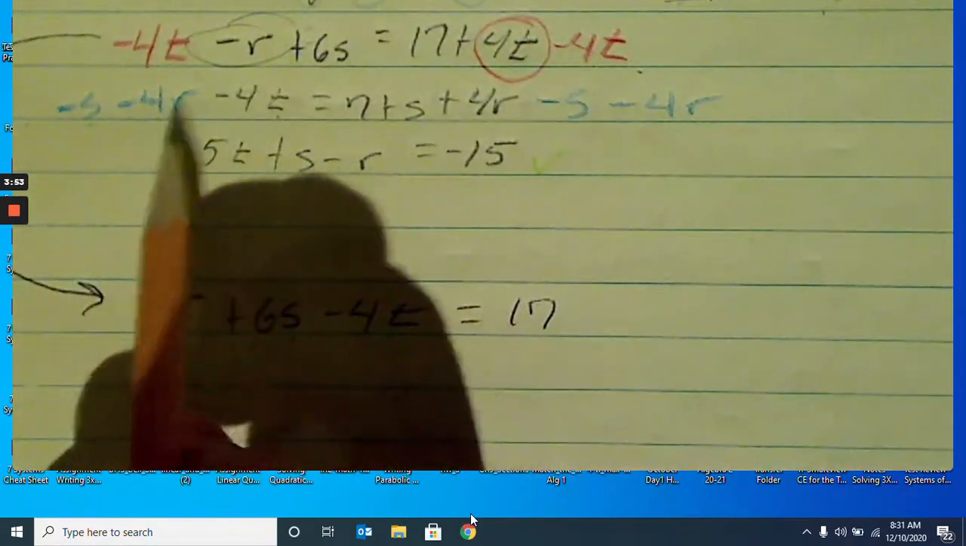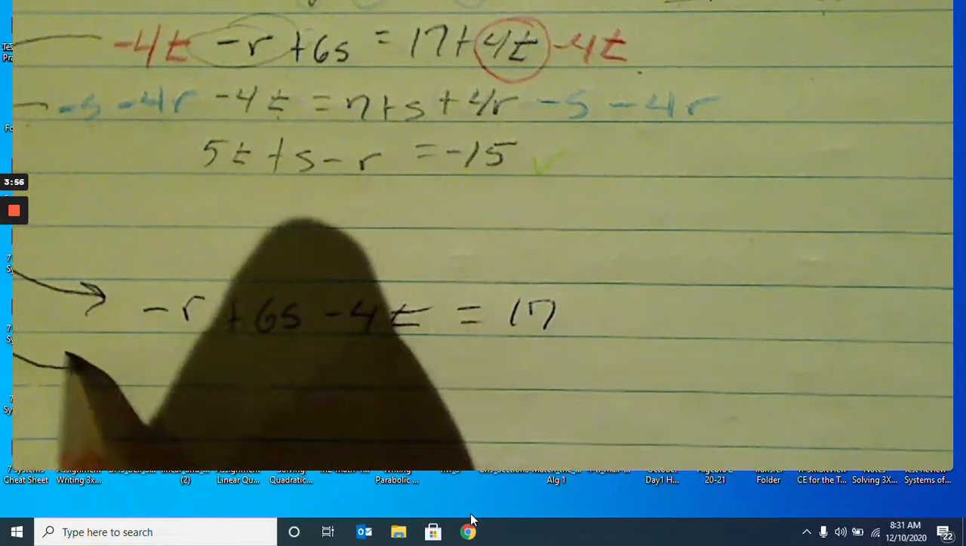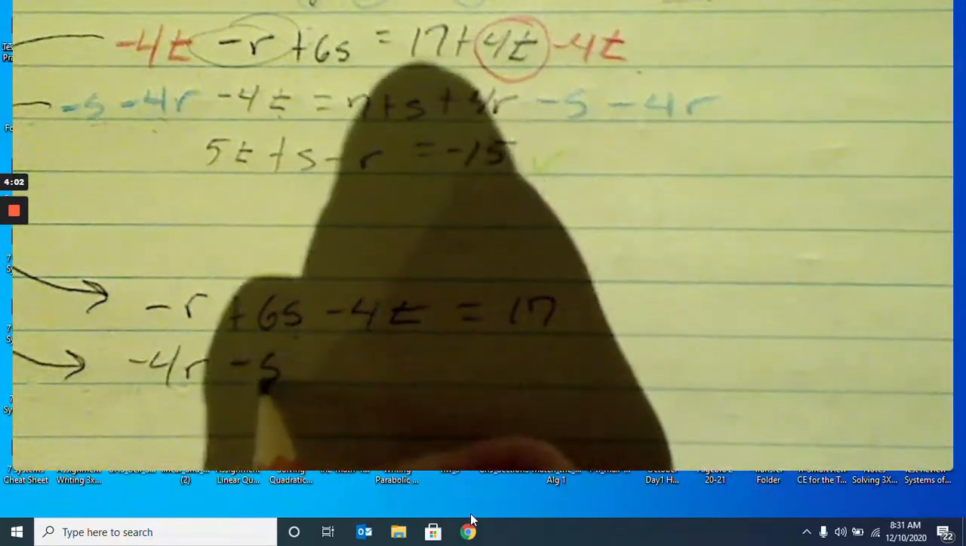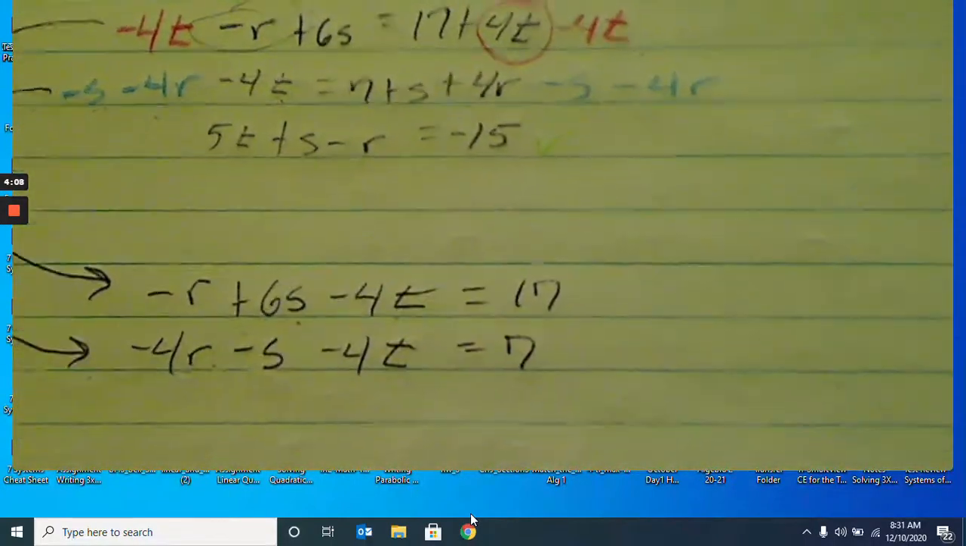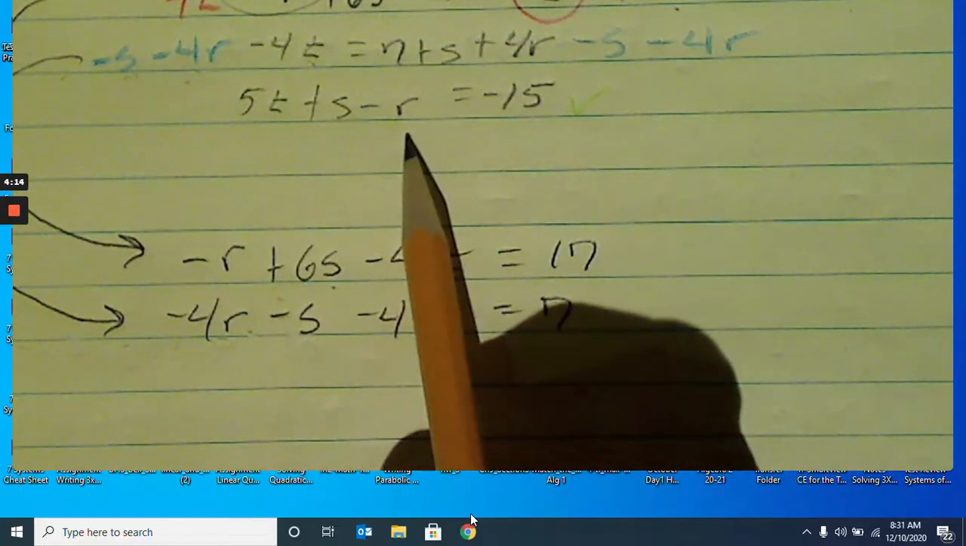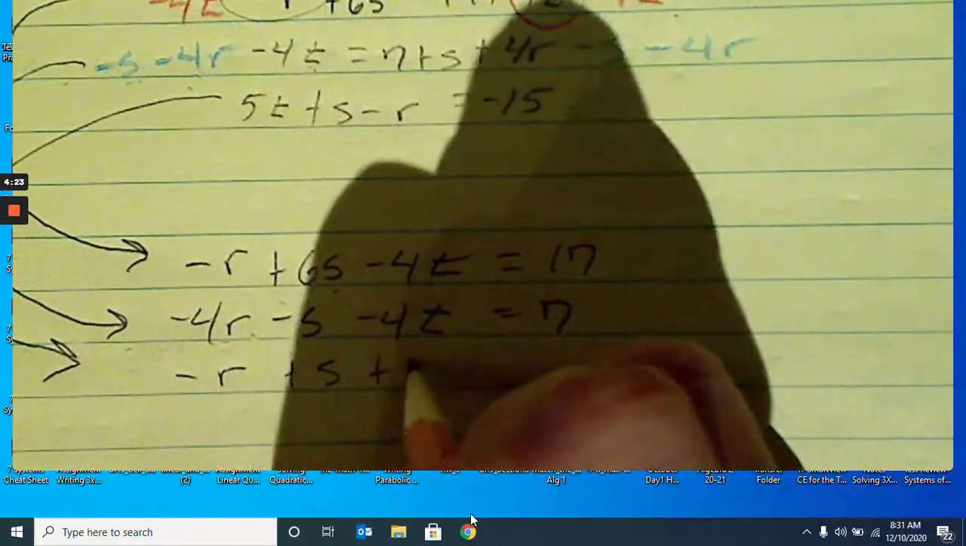If I look at the next one, and I still want this in r, s, t format, then r is minus 4r, s is minus s, t is minus 4t, and my constant is 7 this time. And then the third one is not in r, s, t form, but if I rewrite it in the right format, it can be minus r plus s plus 5t, and that's going to give me negative 15. And now it's r, s, t. Okay? And so I plug this into the calculator.